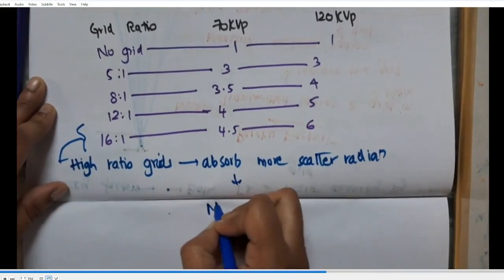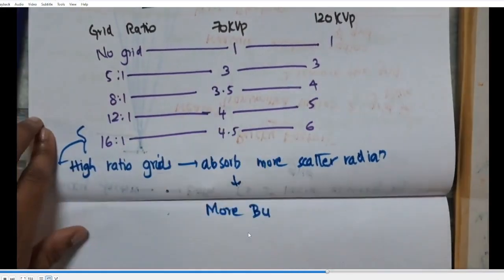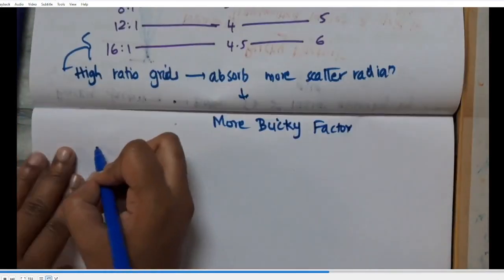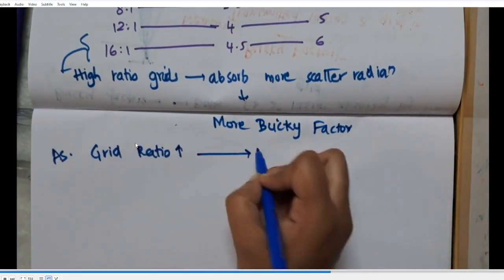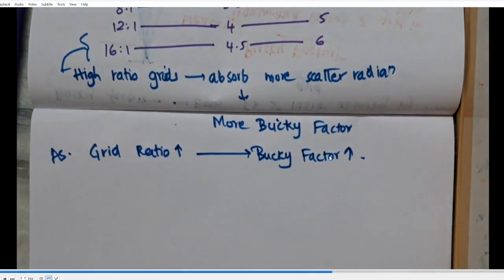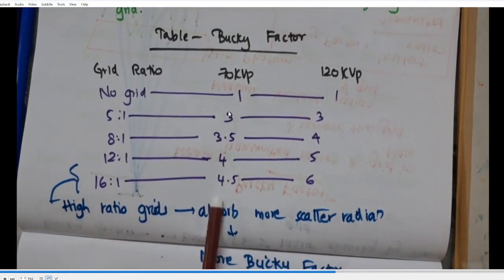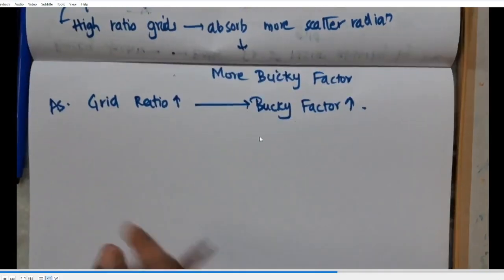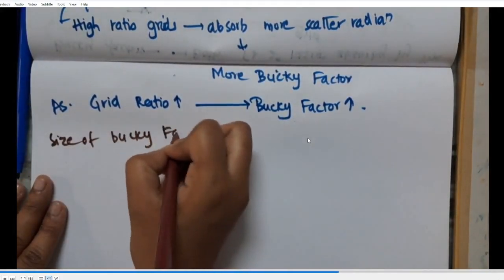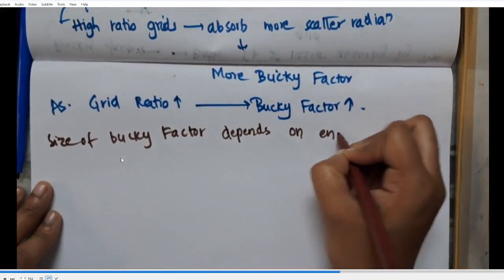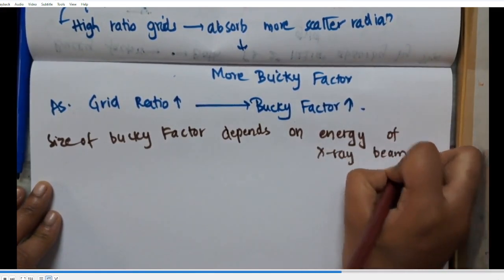Thus, they have a larger Bucky factor. So as the grid ratio increases, the Bucky factor will increase. One more important thing is that the Bucky factor is also dependent on the energy of the X-ray beam. The size of the Bucky factor depends on the energy of the X-ray beam.